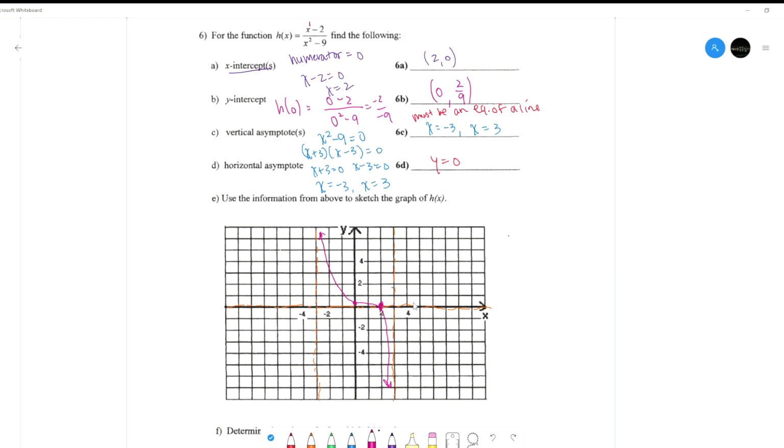Who knows? But if you were taking this in class, you would have to plot a few points on each region. So I'm going to pick 4. So let's do h of 4. That gives me (4 minus 2) over (4 squared minus 9). So that's 2 over 16 minus 9, which is 7. So that's 2 sevenths, which is pretty close to there.